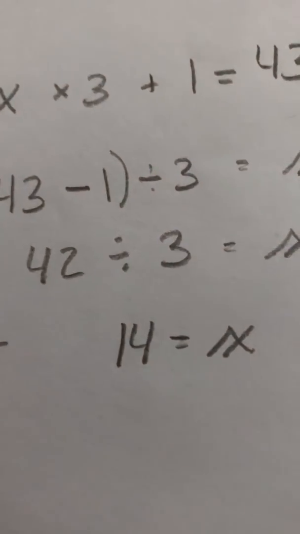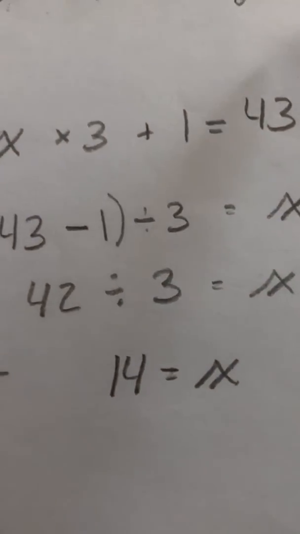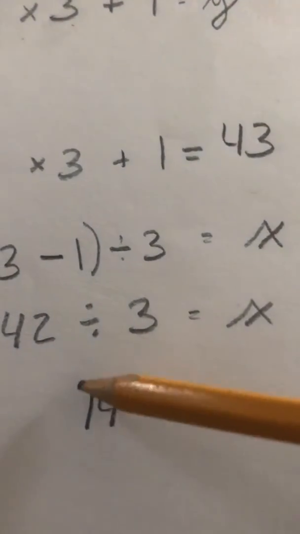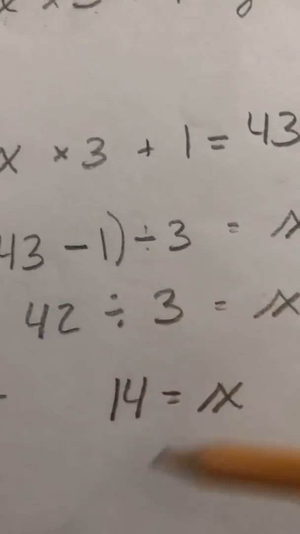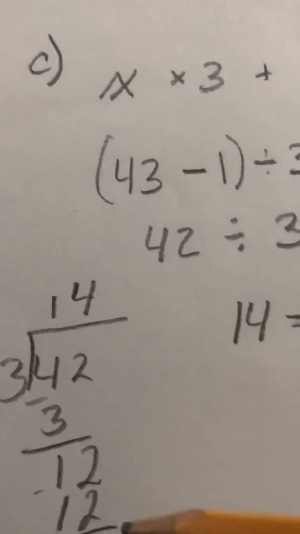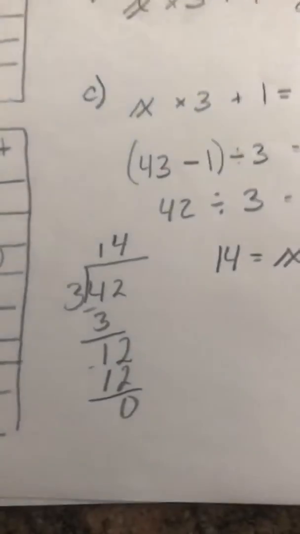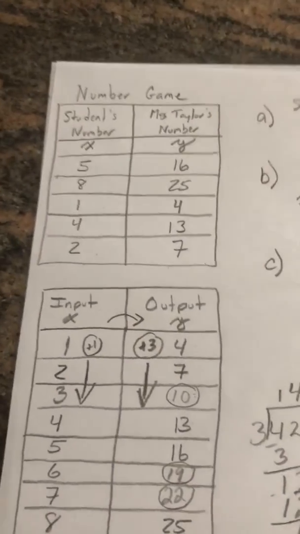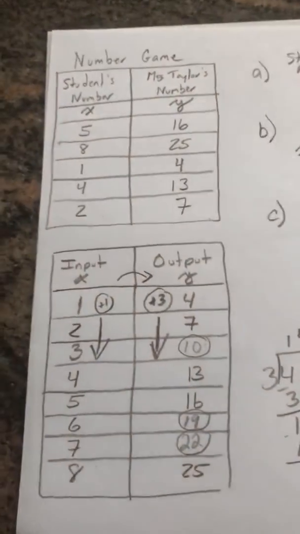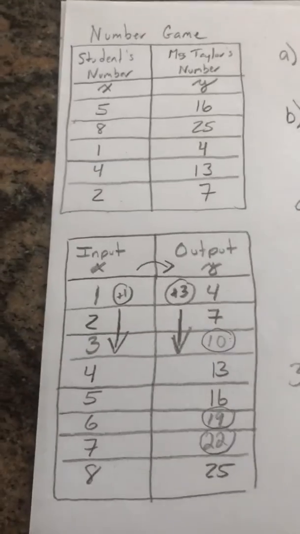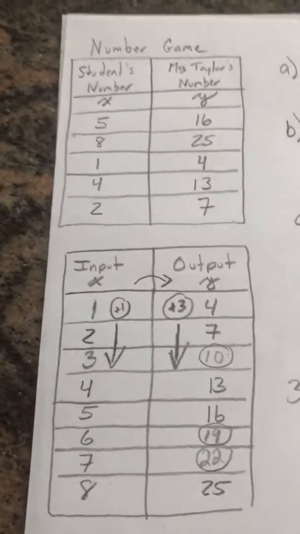So is it possible that Miss Taylor had the number of 43? Yes. Now why did it work? Because we ended up with a whole number as an answer. Now if we didn't end up with a whole number, if we ended up with something with a remainder here, then that would not be a possible option. So again, this is a good intro to input-output tables and using patterns in those tables. And again, this ends up leading to graphing coordinates and all other things that we do in the 5th grade.